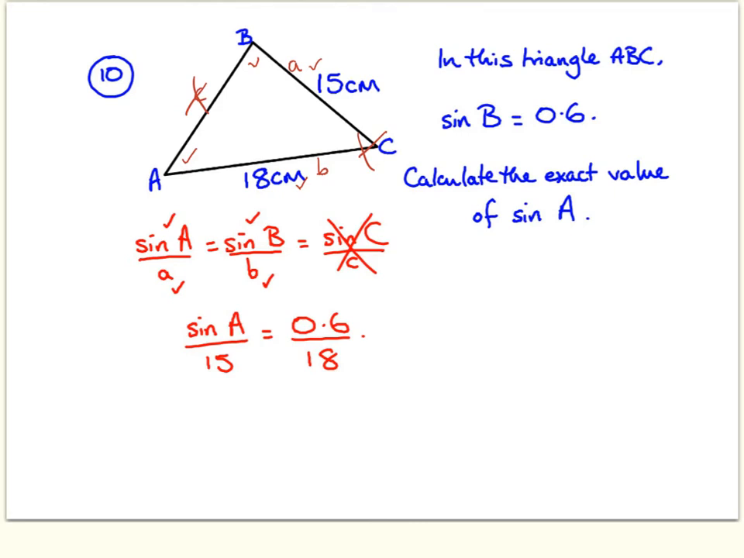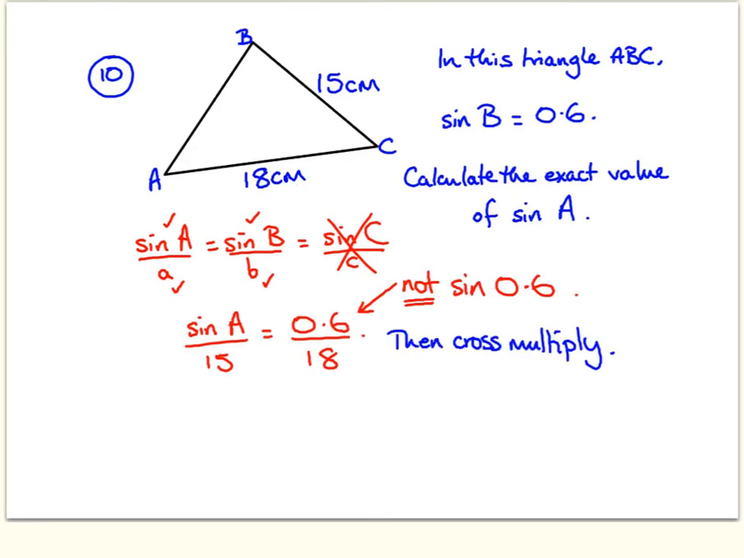So what we now do is put the information into our 2 fractions. We don't know what sine A is, but we do know what A is, and we do know what these two are, 0.6 and 18. Now, a lot of people write sine 0.6. It is not sine 0.6. Sine B is 0.6.